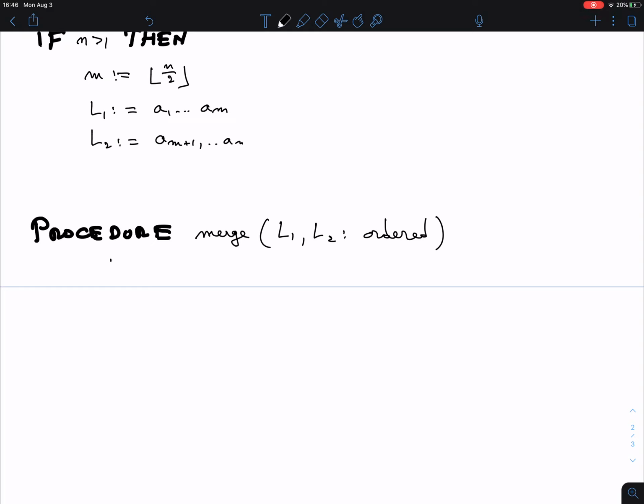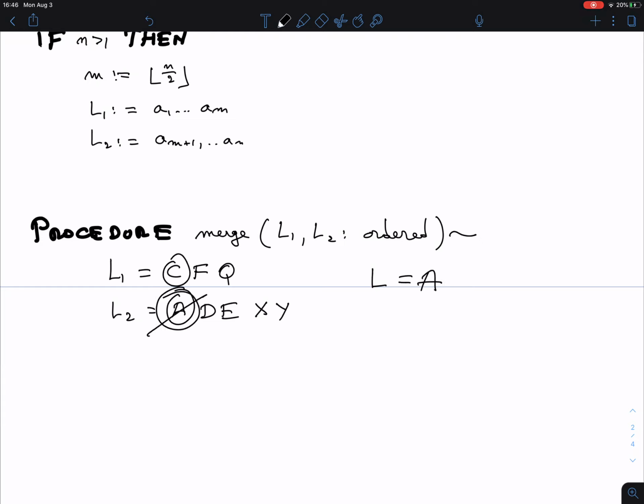So, on an example, suppose L1 is the list, say, C, F, Q, and L2 is the list A, D, E, X, Y. Okay, so how does it work? Well, it's going to create a list L. And how does it build L? It is very simple. At each moment, it's going to look at the first two elements of the two lists. So this is A and C. Which one is the smaller? A. So you put that first and then delete it. And you repeat the process.